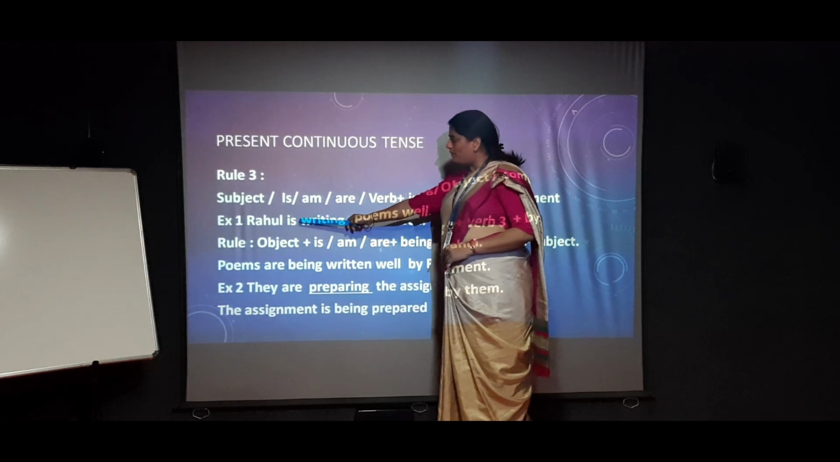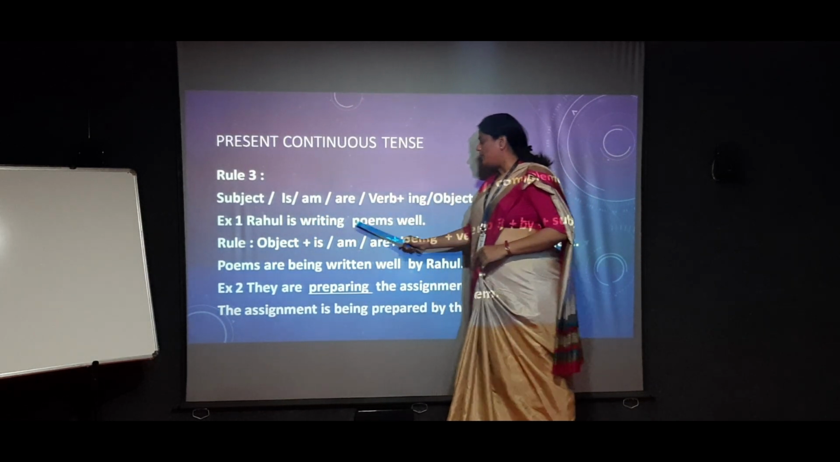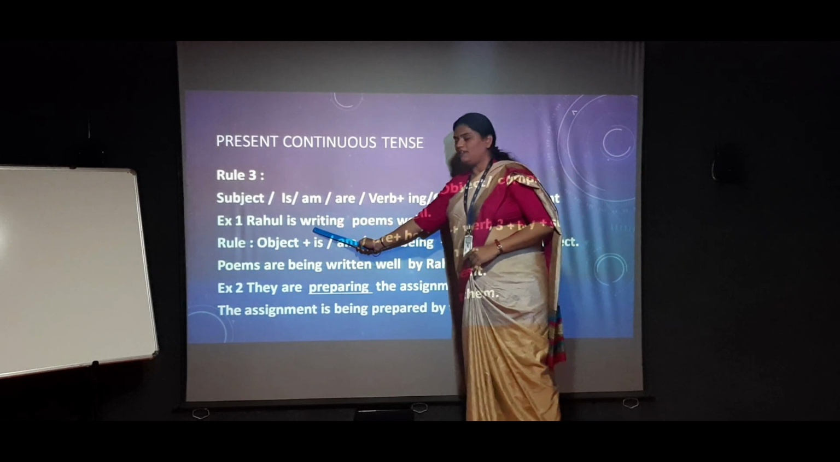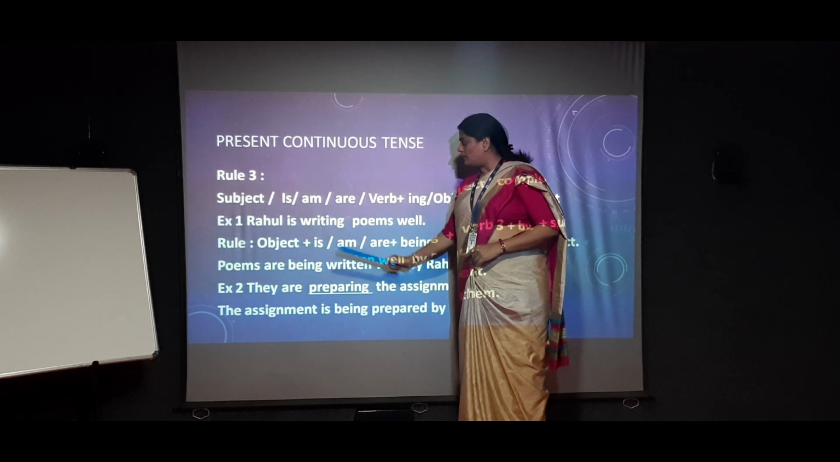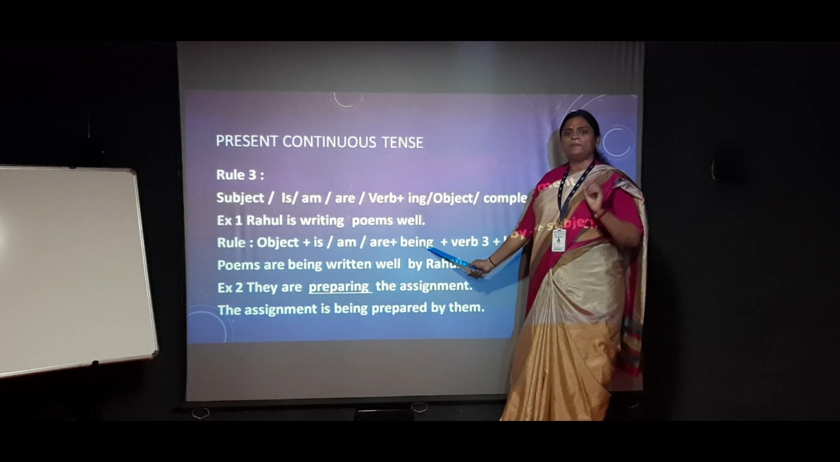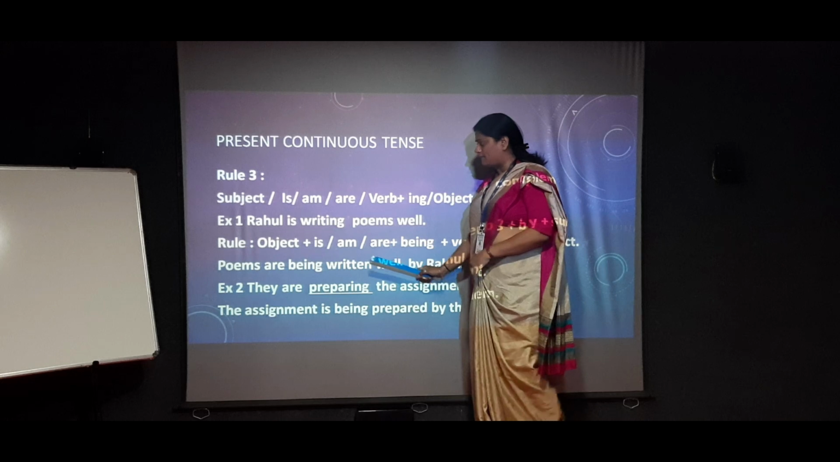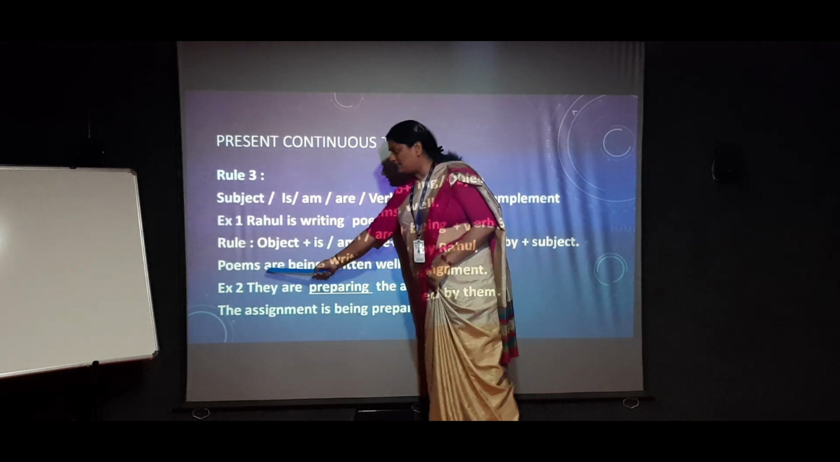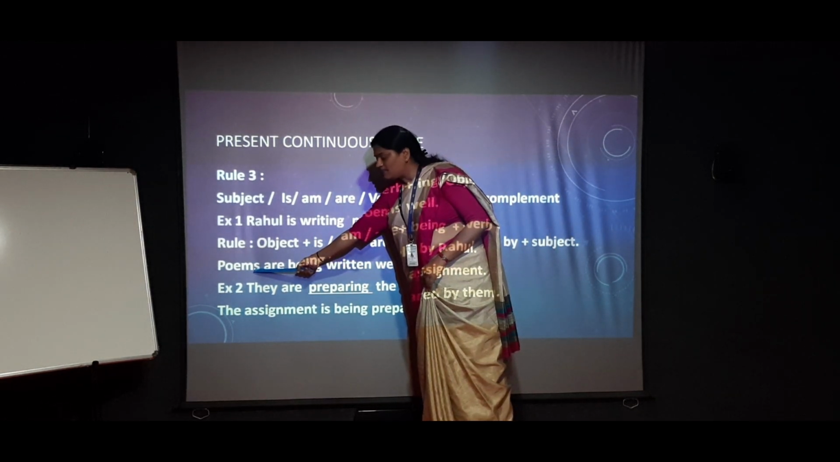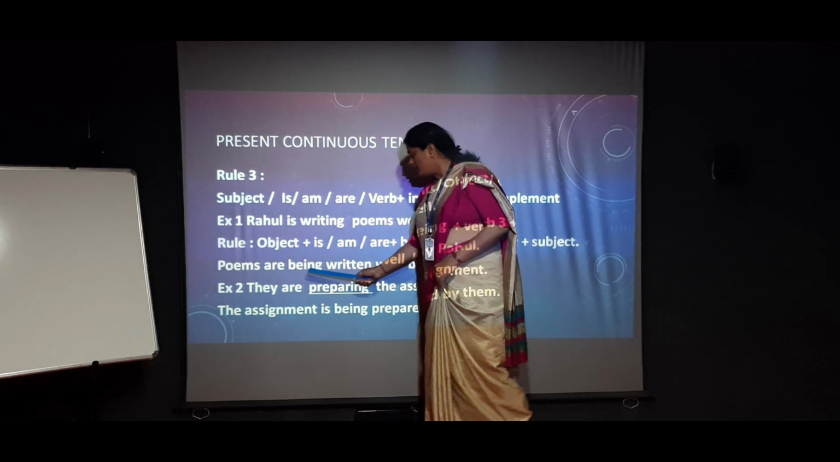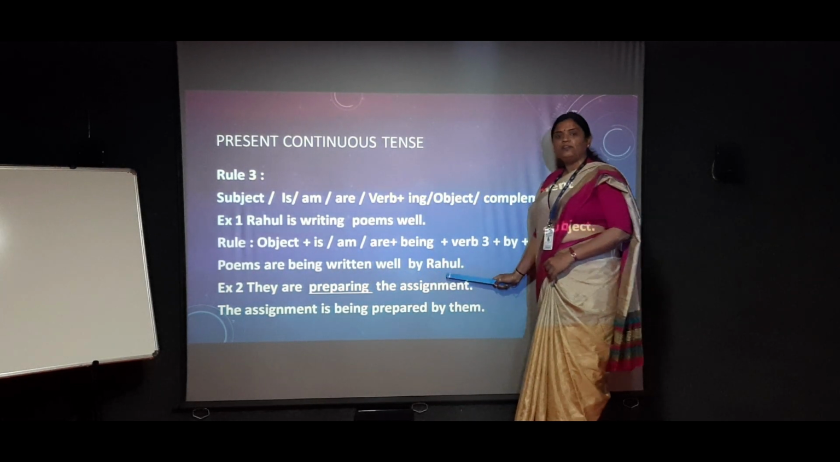Let's take one example. Rahul is writing poems well. Is writing is present continuous tense. So we must remember that in continuous we are simply adding being. But it depends on our object when we are changing the place. Poems is my object. Let's change the place to subject. Poems are being written well by Rahul.